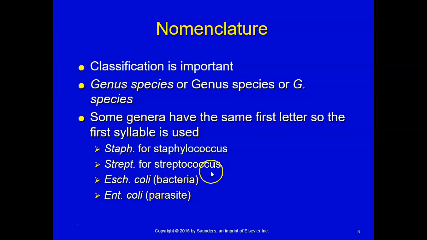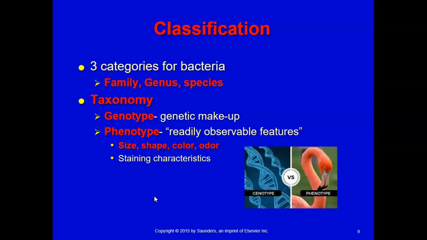The abbreviation that we use for Streptococcus is Strept, and for Escherichia coli, we use the first syllable, Esch, and then, for example, the parasite Entamoeba coli, we just use Ent. So that's how you'll be seeing this a lot in this semester, and that's what it means. Okay. So slide 9 and onto your study guide.